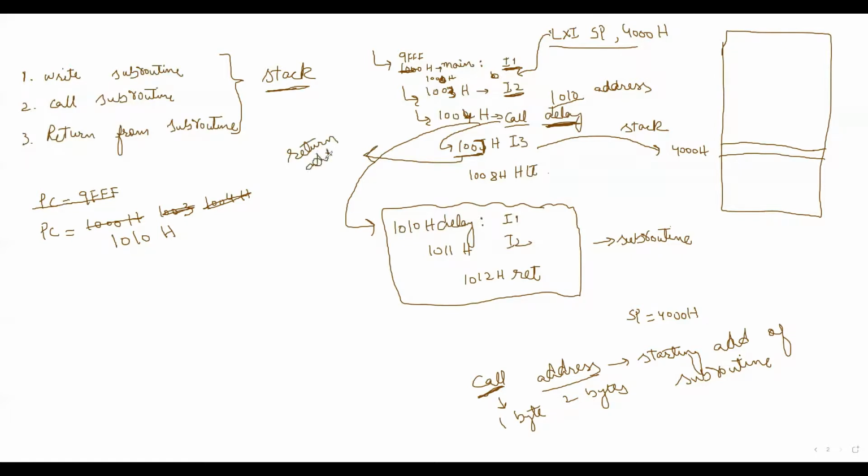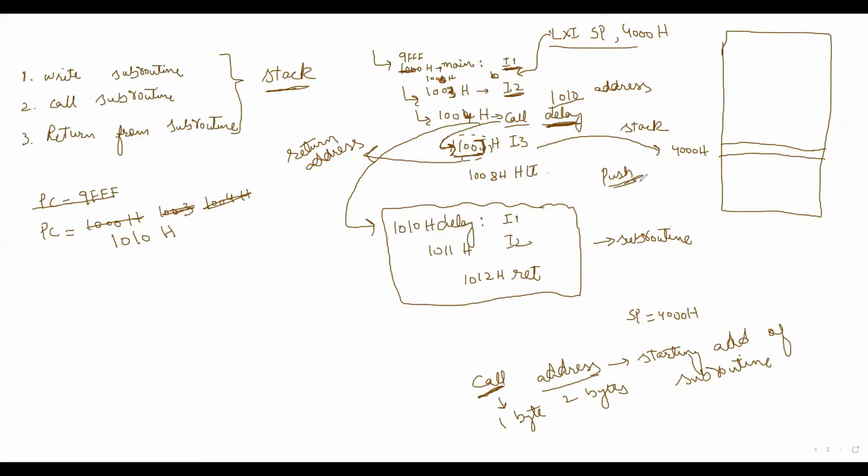What is the meaning of return address? Return address means that when I return from this subroutine, I have to start from this particular address. Okay, and it will store this particular address onto the stack. So that means it is doing push operation. Okay, and it is pushing this particular value onto the stack. So how many bytes it is pushing? It is pushing 2 bytes.